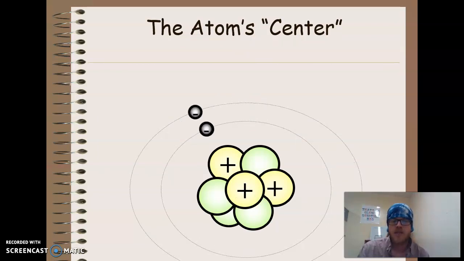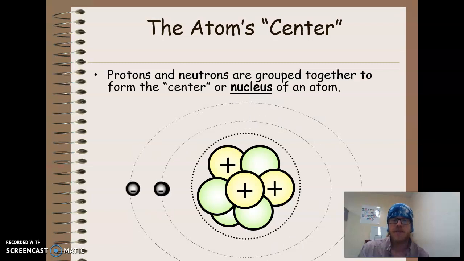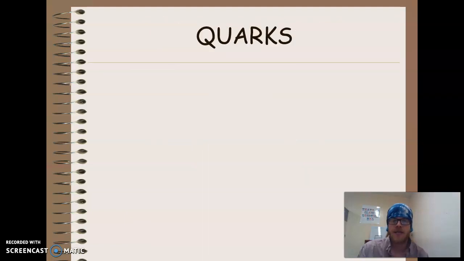So the atom's center, that's our nucleus. Okay? We also call it a nucleus of a cell, so it's kind of nice for you. It just means the center. Electrons are not a part of this center. They go around the outside.